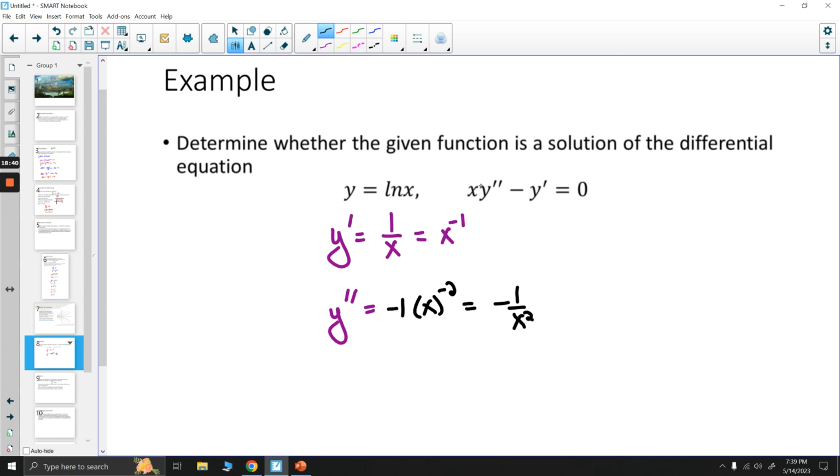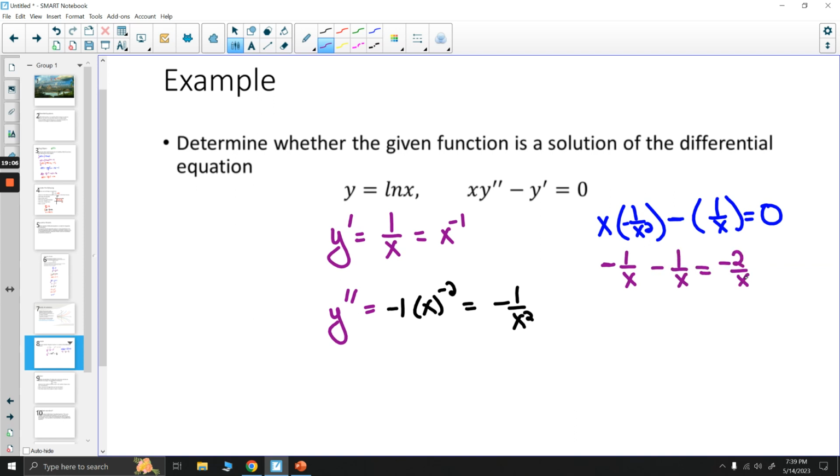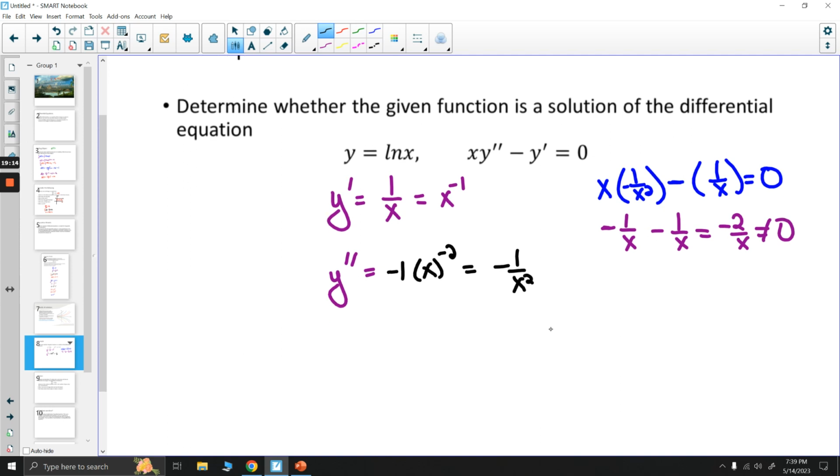So we'll see if this actually ends up being true. We have a y double prime and a y prime. We'll plug these in, and we get x times y double prime, negative 1 over x squared, minus 1 over x is equal to 0. So let's see if this is the case. Well, x times negative 1 over x squared would be negative 1 over x, minus 1 over x, which is negative 2 over x, which is not 0. So this isn't true.